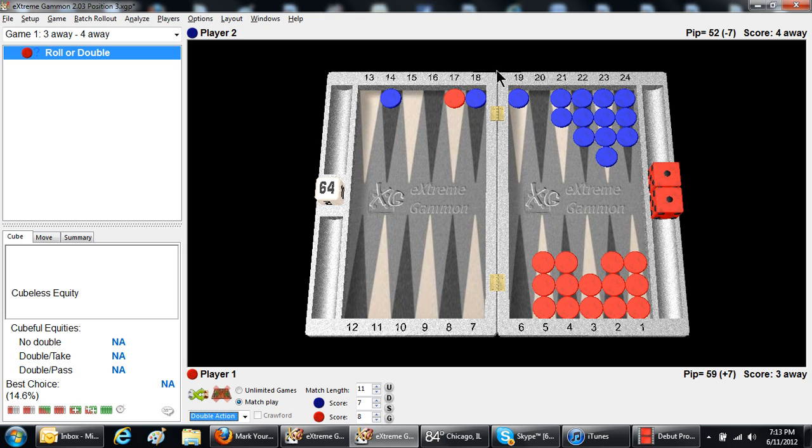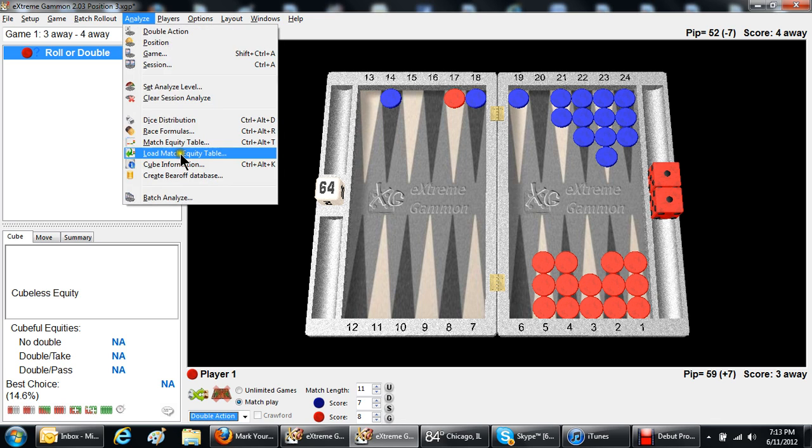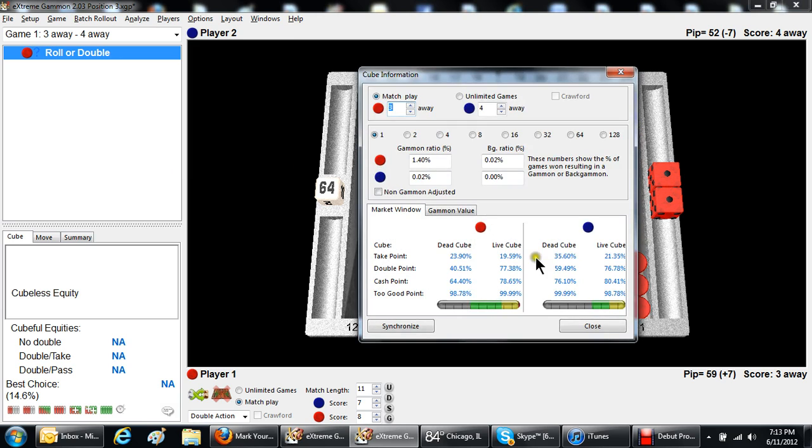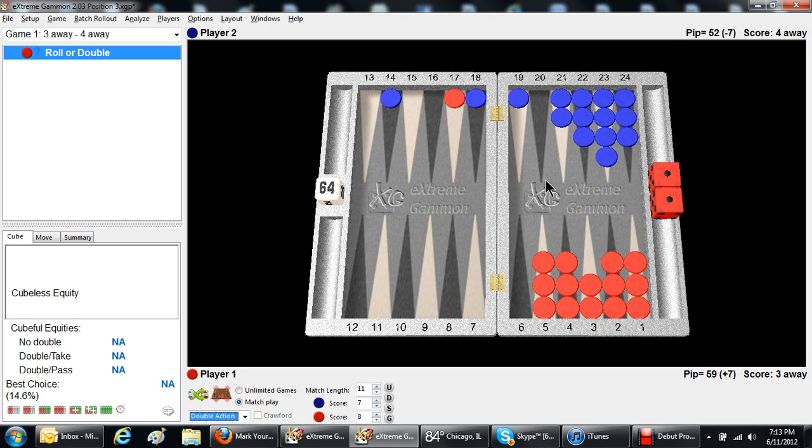And then, of course, after you come up with a percentage, you have to decide whether it is over or above the take point. So you start out by having to know the take point at 3 away, 4 away, and as you can see, the live cube take point for blue here says 21.35 in extreme gammon, but it really is about 23% when you average it out to a more effective live cube take point. So then you have to ask yourself, are you over or above 23%?